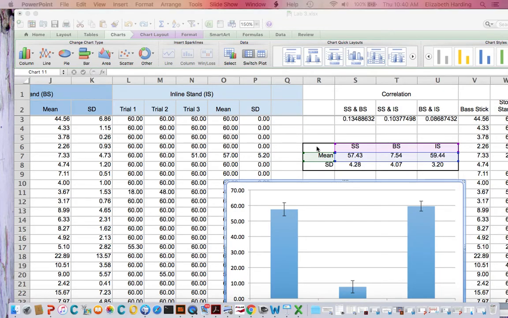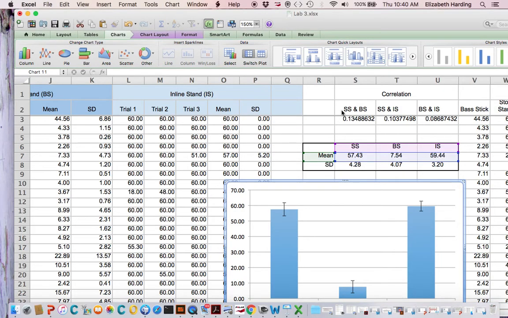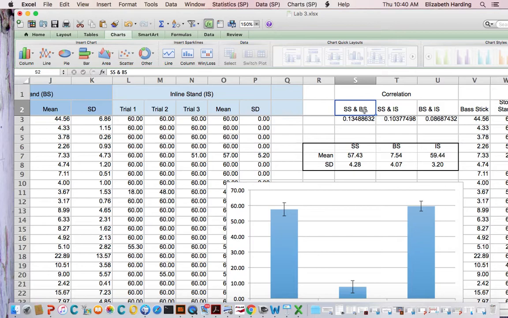Right, so you can see that I've calculated that here. I went ahead and created some headers, my stork stand and bass stick stand. I want to see if there's any kind of relationship between these two: stork stand, inline stand, and the bass stick stand and inline stand. And I've calculated this using equals correlation and selected all of my stork stand means and then all of my bass stick stand means.